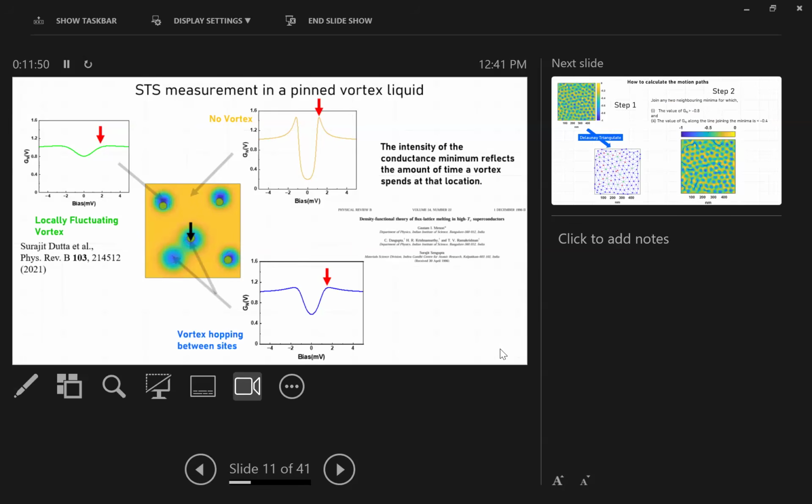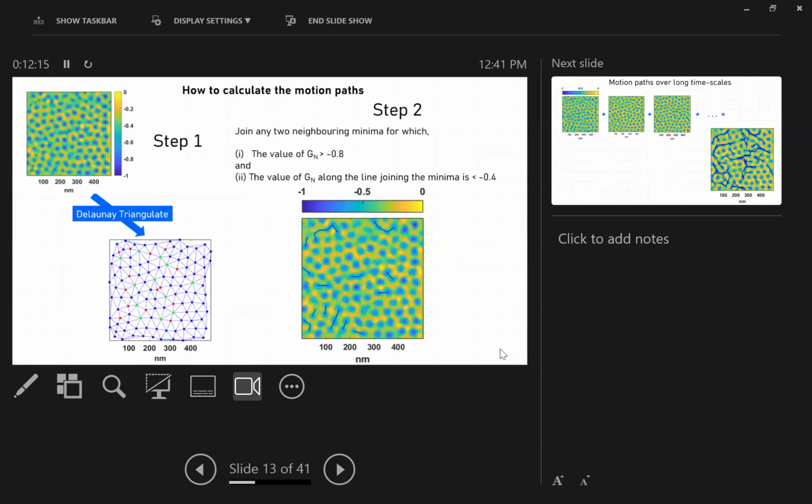So when I take a conductance map at coherence peak bias, the intensity of the conductance minimum actually reflects the amount of time the vortex spends at a particular location. In other words, it's like a probability density map. So this idea actually came from this paper, the density functional theory of flux line melting, which is an extension of the famous Ramakrishnan-Yussouff density functional theory of melting applied to vortices.